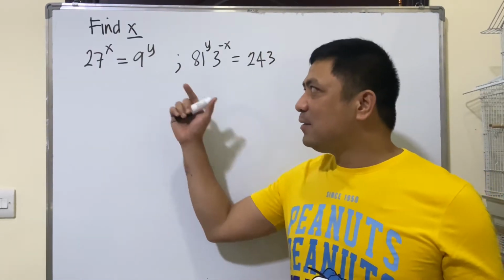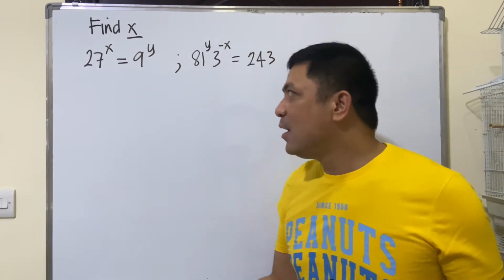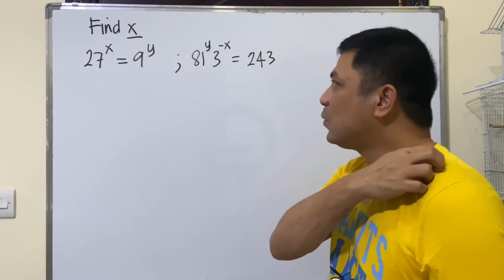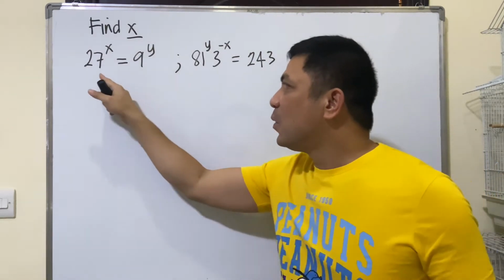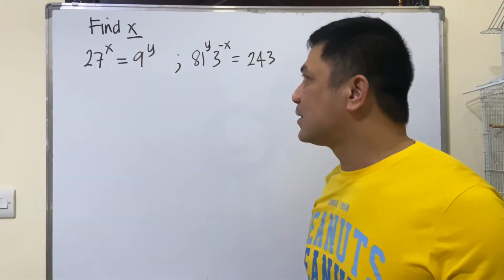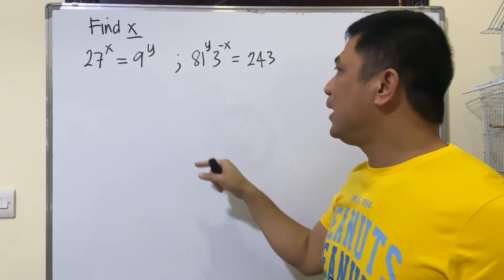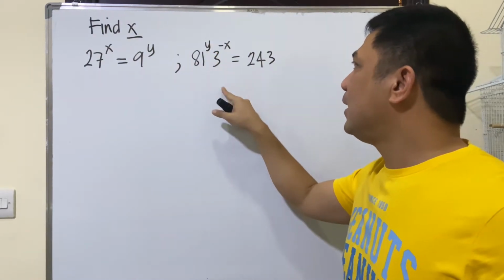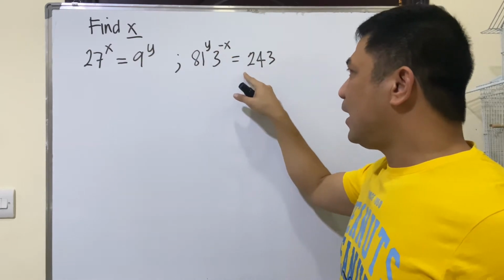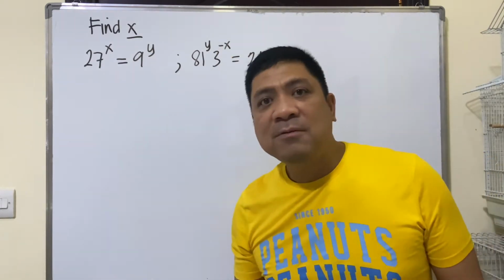So, for today we have this problem again wherein we have two equations and we are asked to find the value of x. The first equation is 27 raised to x is equal to 9 raised to y, and the second one is 81 raised to y times 3 raised to negative x is equal to 243.